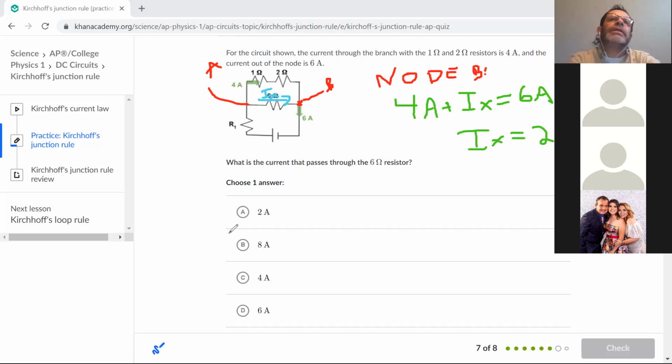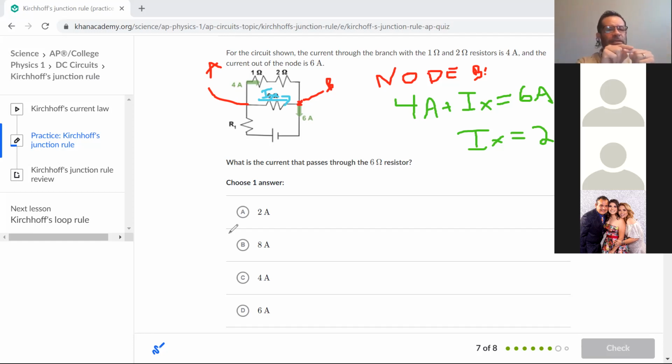Oh, going the other way around. That's actually a very good question. Wait, it'll still be the same, right? Because it goes like left, up, right. Okay. Yeah, if we would have put Ix the other way, what would happen is we would have gotten a minus 2 amp. And what does the minus mean? It means the arrow goes the other way.